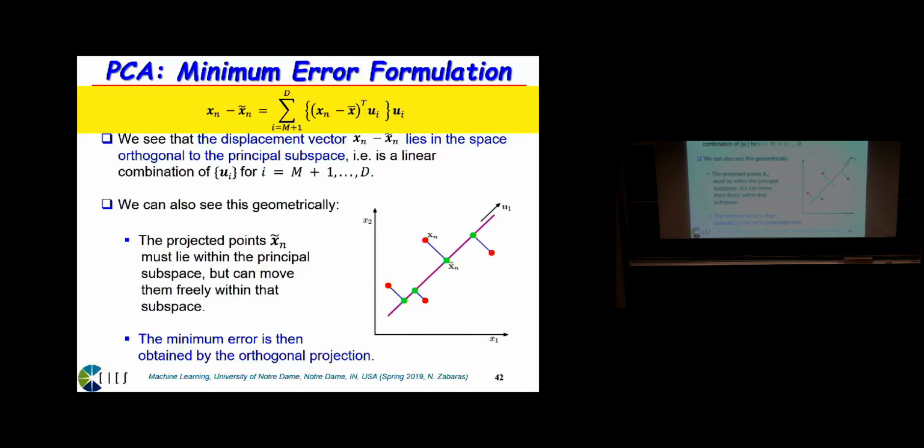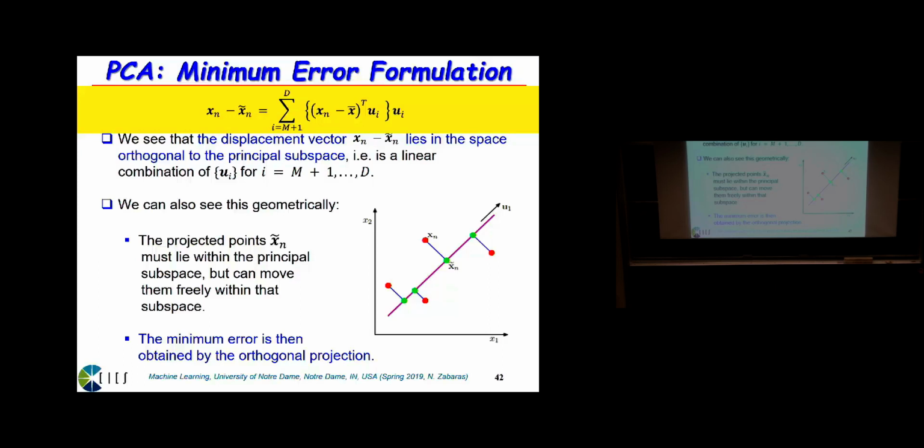So effectively, this vector xn minus xn hat, the error that we make, lies in a space that's orthogonal to the principal subspace. I'm showing the picture for one dimension. And obviously the minimum error, xn minus x tilde, can be obtained by doing orthogonal projections.